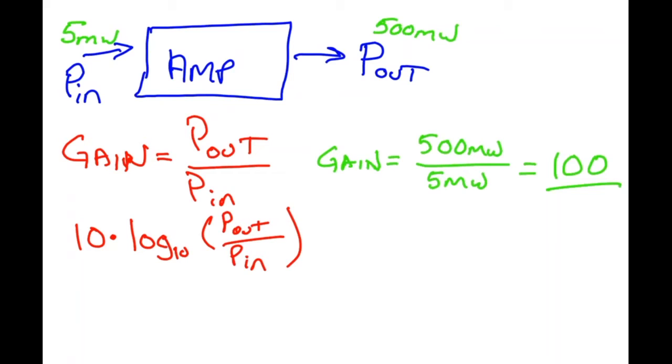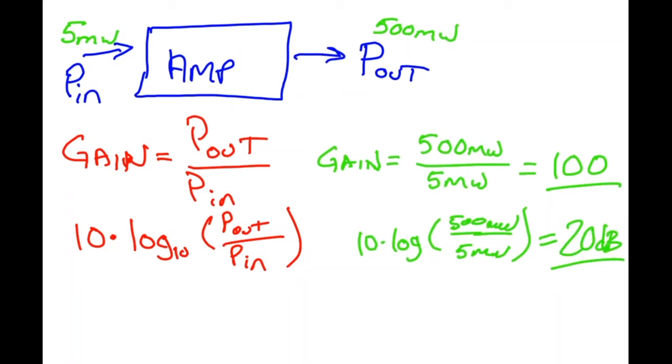So in this case, to use our real numbers, 10 log of 500 milliwatt over 5 milliwatt, and if we plug that into our calculator, we'll see that that is 20 dB. So that's our simple computation. They're equal. They work both ways. They both mean the same thing.